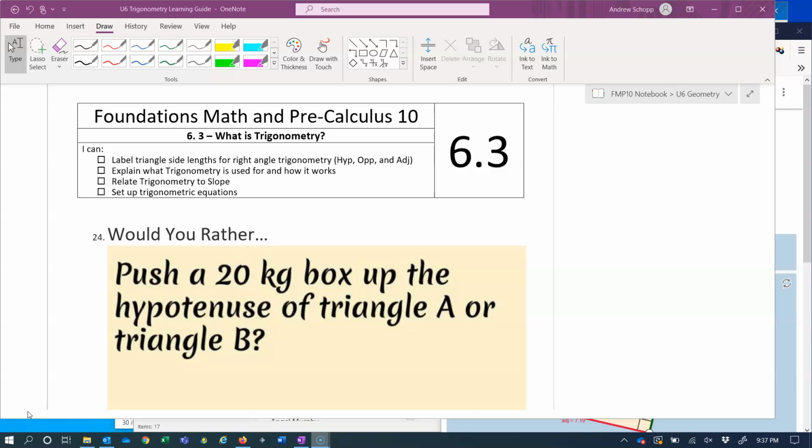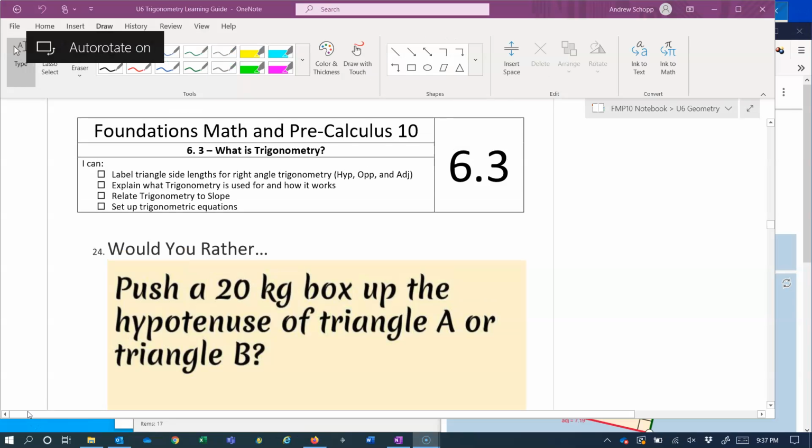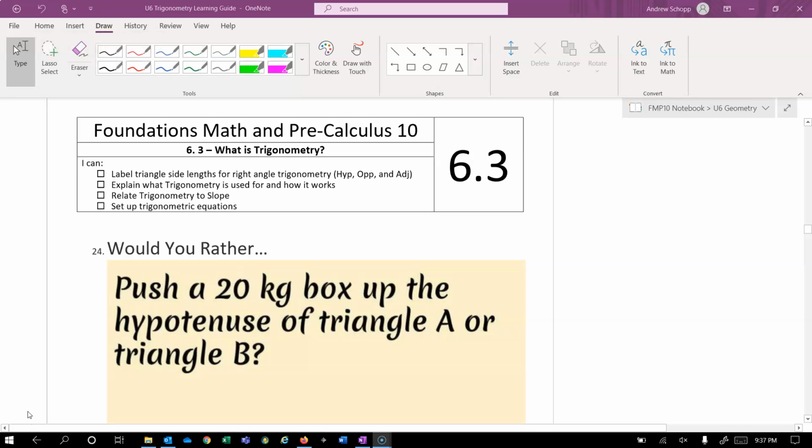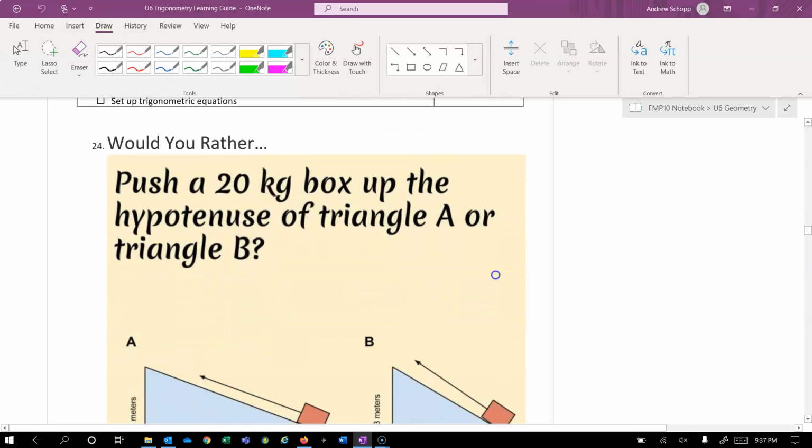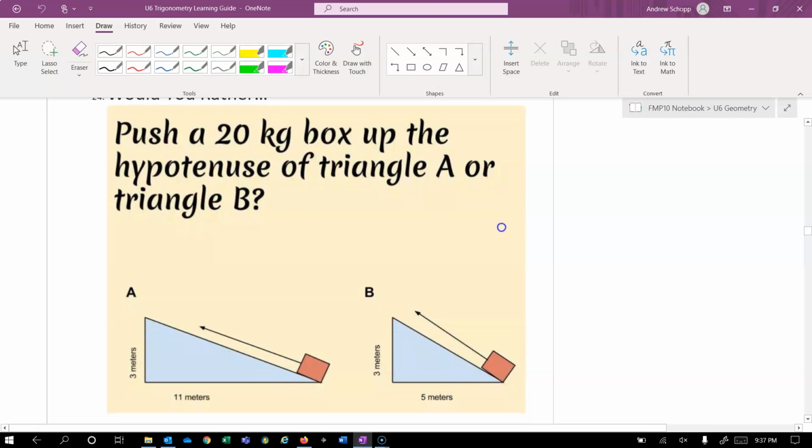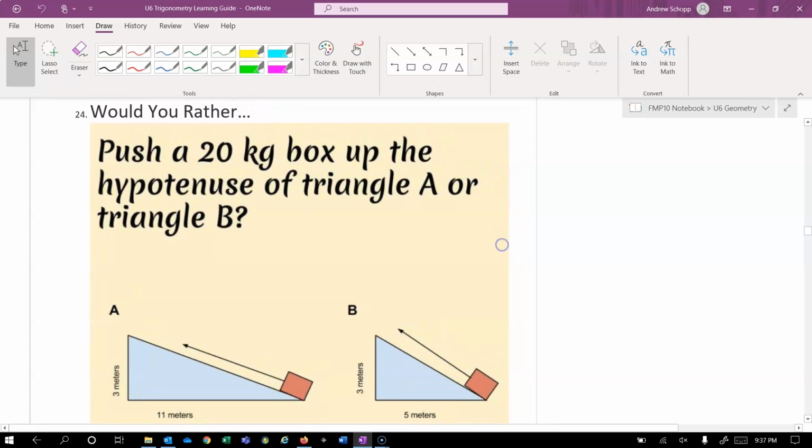First question, question number 24. Would you rather push a 20 kilogram box up the hypotenuse of triangle A or triangle B? Pause the video here and look at these two different situations and try to figure out which one you would prefer to push a box up and why. And then let's see if we can maybe find some quantitative ways to justify reasoning for either way. Pause the video here and go for it.